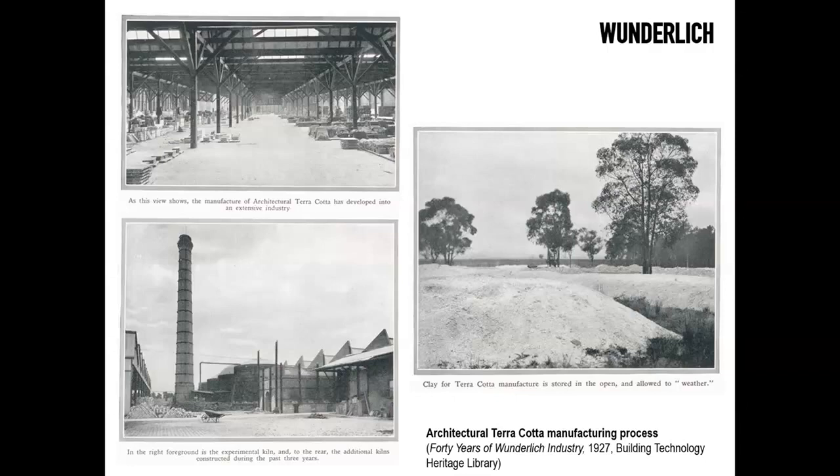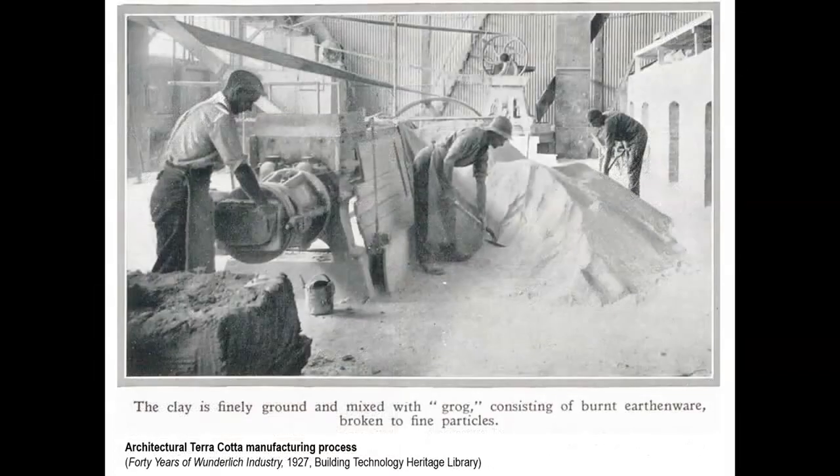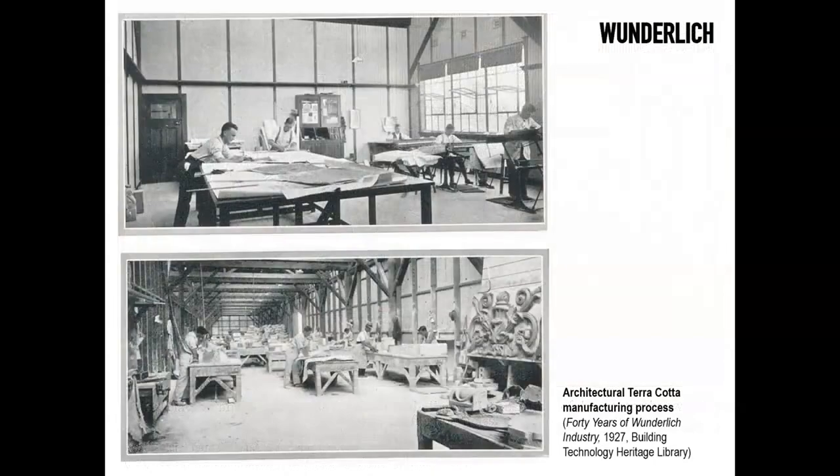And so you can see how there's a bit of a process here. You can see the factory where you have terracotta here. You can see the kilns here. You can see the clay that is being laid out to the elements to weather. And then the clay would normally be mixed with what's called grog, which is basically burnt earthenware, to get the right mix, to then add water to it and transform it to a consistency that can be worked.